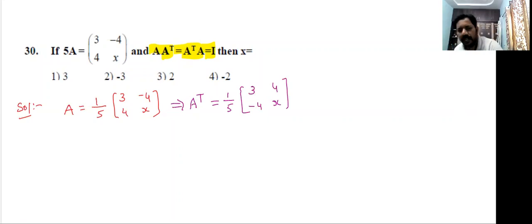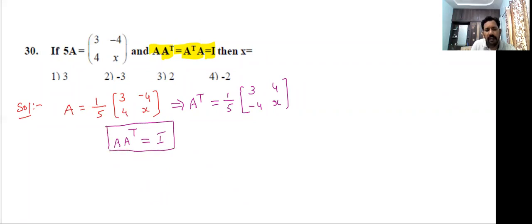Where do we want to apply the transpose? In the matrix only, not the constant. Okay. But here a condition is given, so take any one of the conditions. I am taking this A into A power T, that means A into A transpose is equal to I. By using this condition, I am going to find the solution, that means the x value.